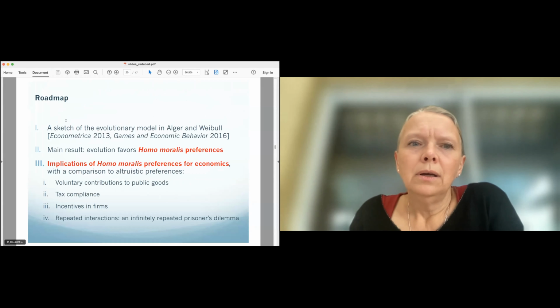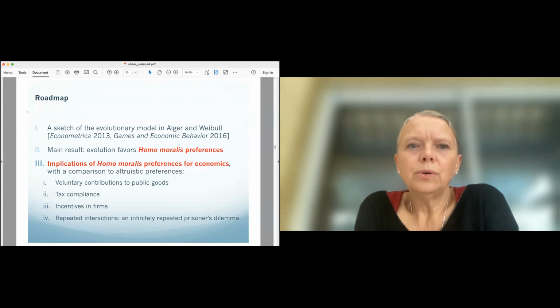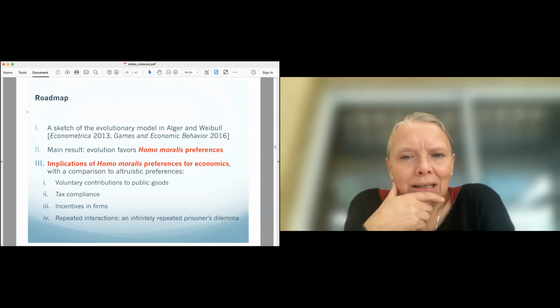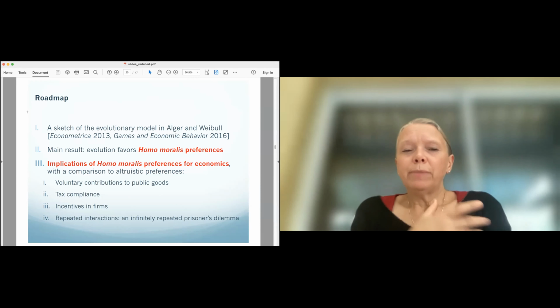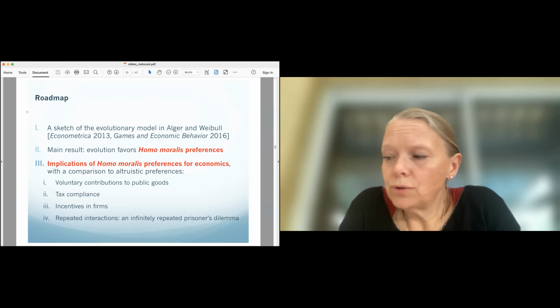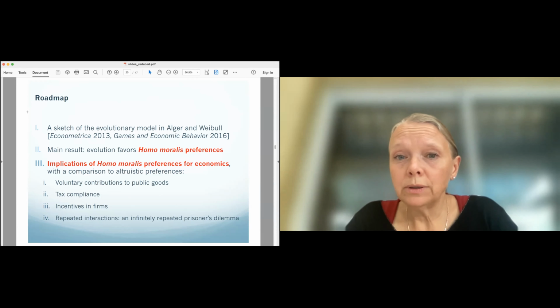Okay, so what I'd like to do in the next half hour or so is sketch the evolutionary model that Jürgen Weibull and myself worked on, and we published two papers with this particular model. And I'm going to talk about the main result, which is that evolution favors a specific type of preferences that we called Homo moralis.